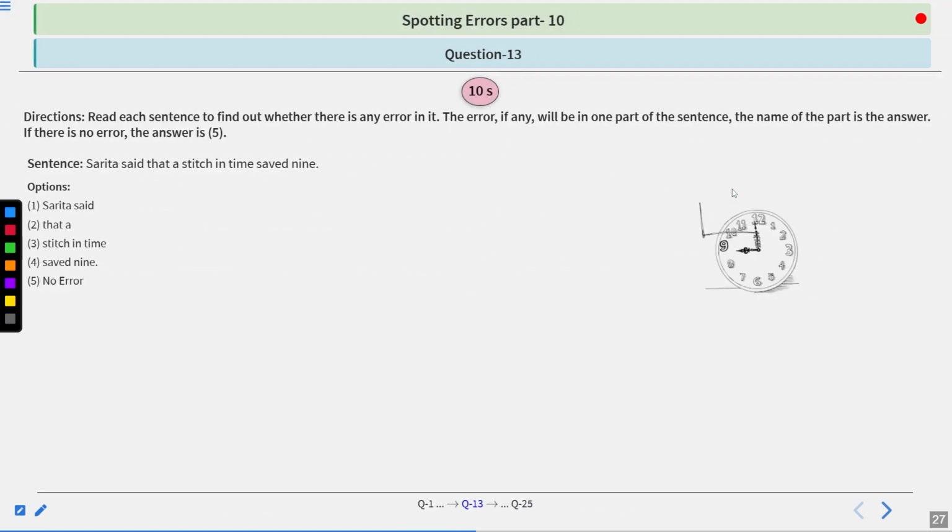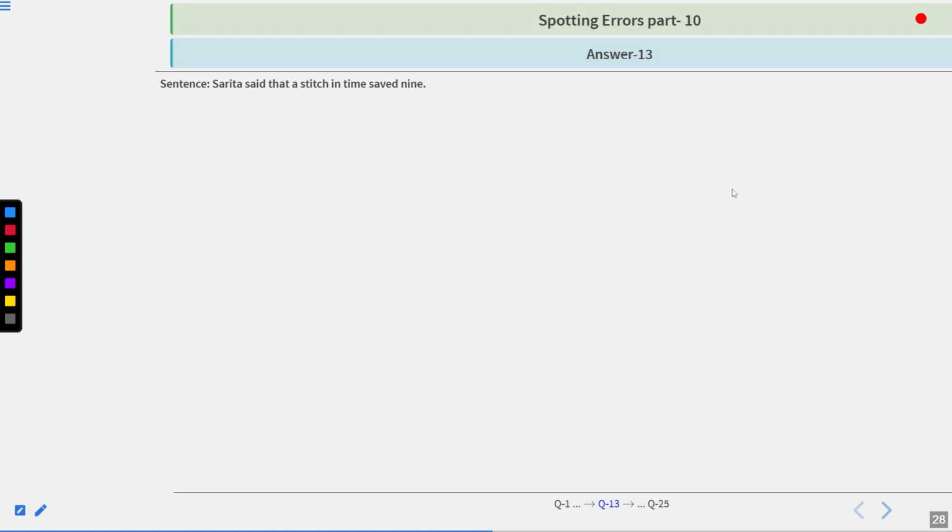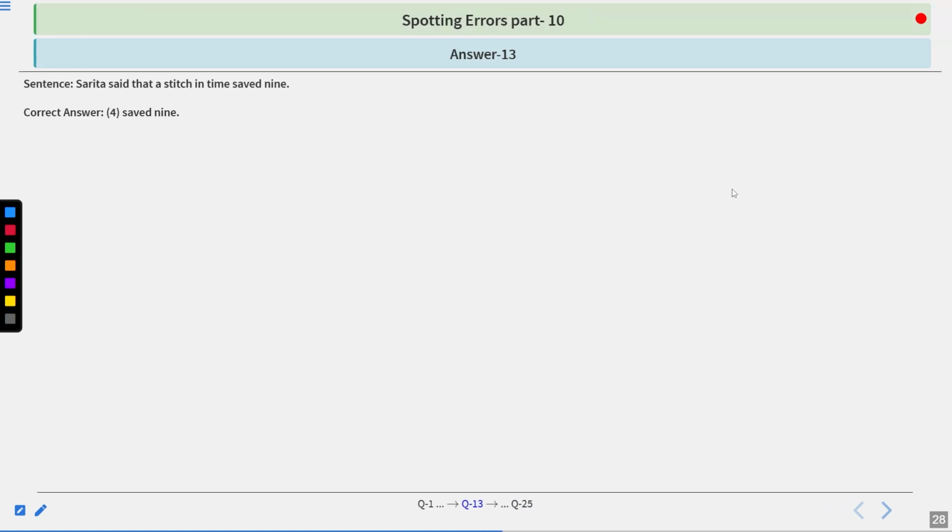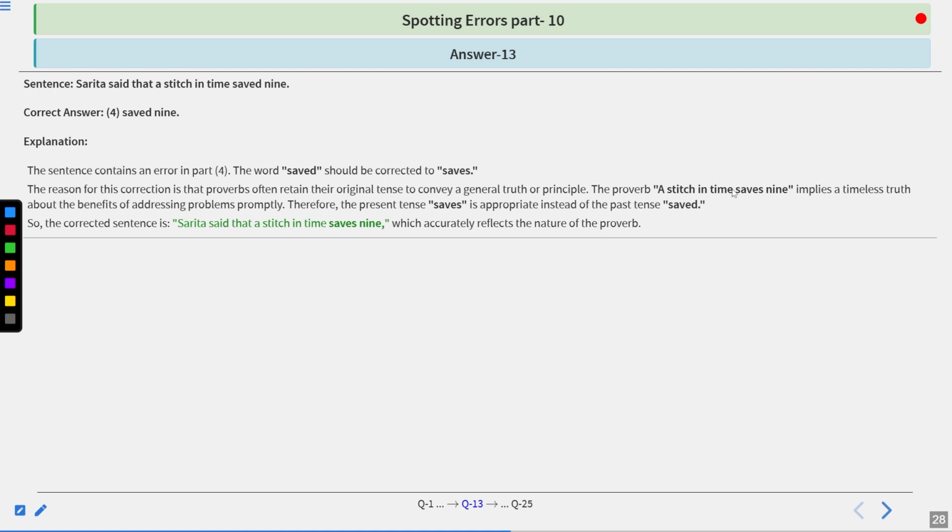Sarita said that a stitch in time saved 9. You have options below and 10 seconds to spot the error. I hope you have answered. Correct answer is saved time, option number 4. The explanation is the word saved should be corrected to saves.